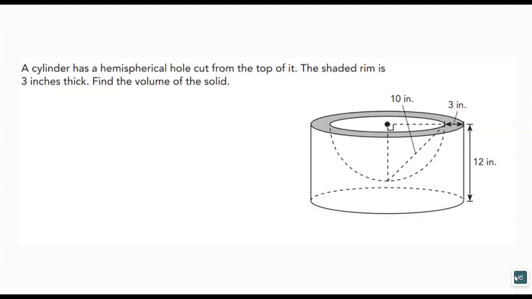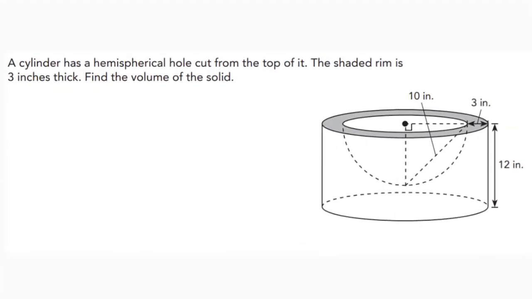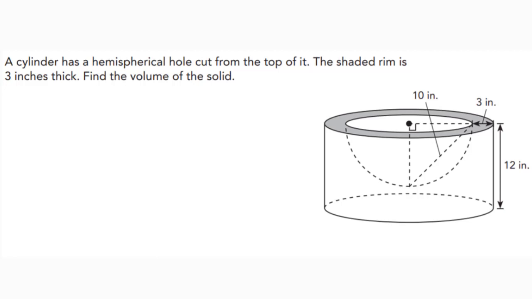All right, let's jump into this problem. A cylinder has a hemispherical hole cut from the top of it. The shaded rim is 3 inches thick. Find the volume of the solid. All right, so this problem is just simply asking us to find the volume of the cylinder and then find the volume of the hemisphere and then subtract it from the volume of the cylinder.